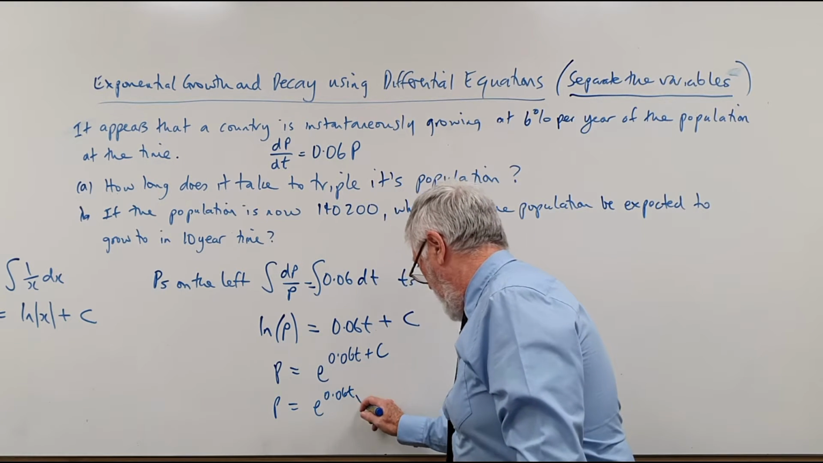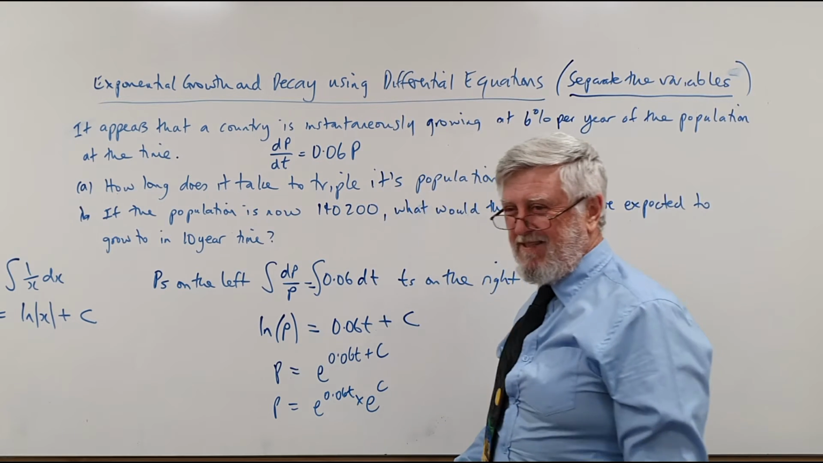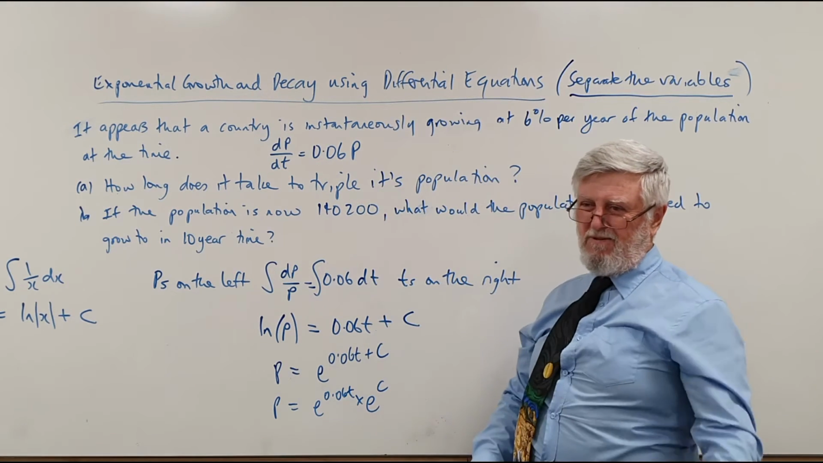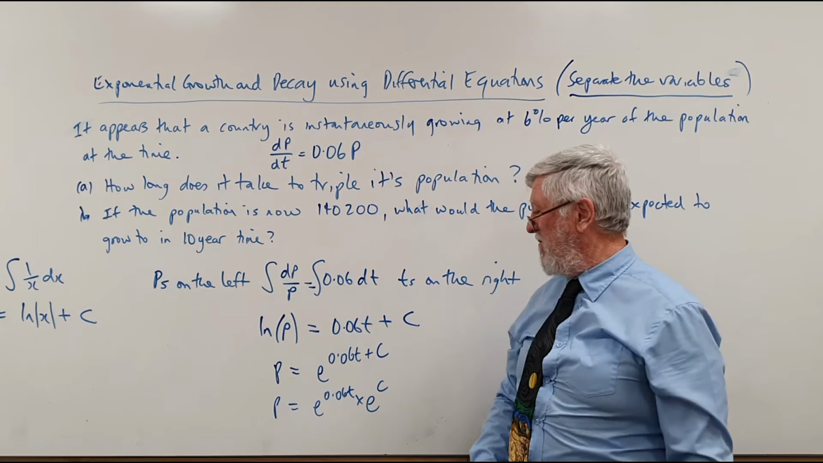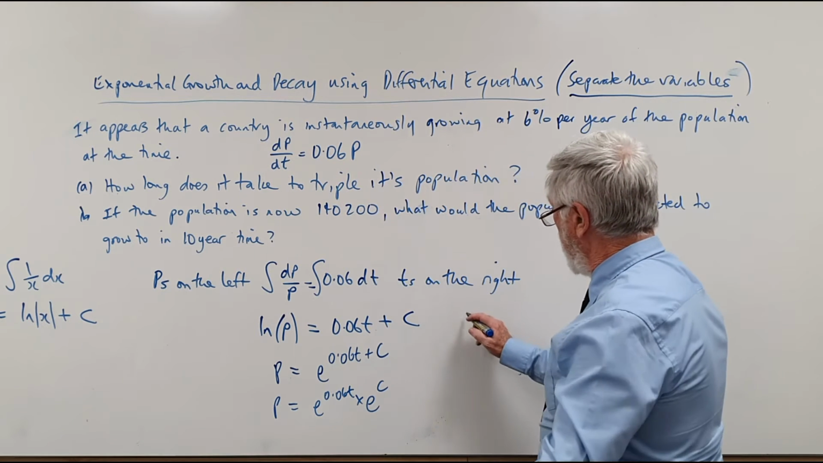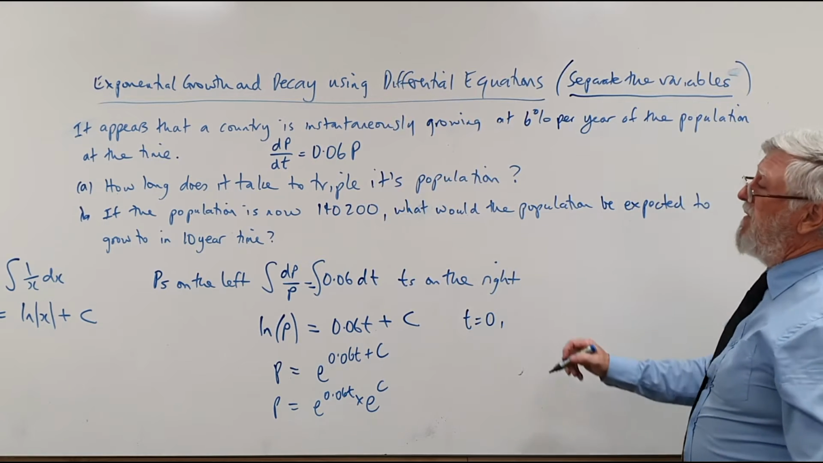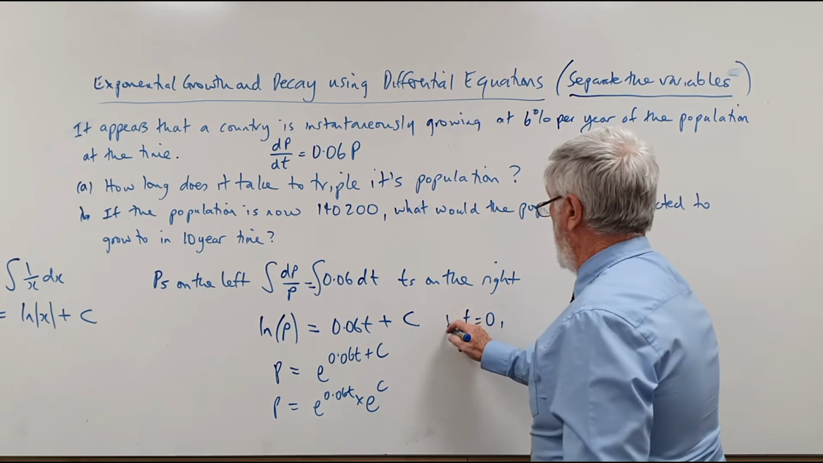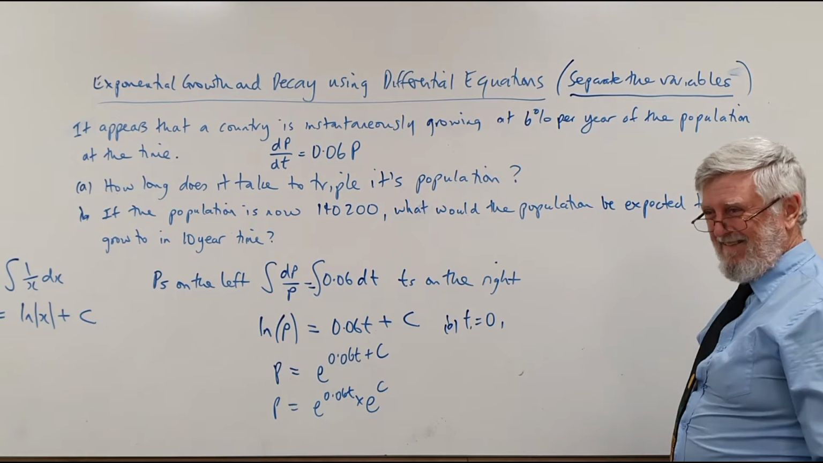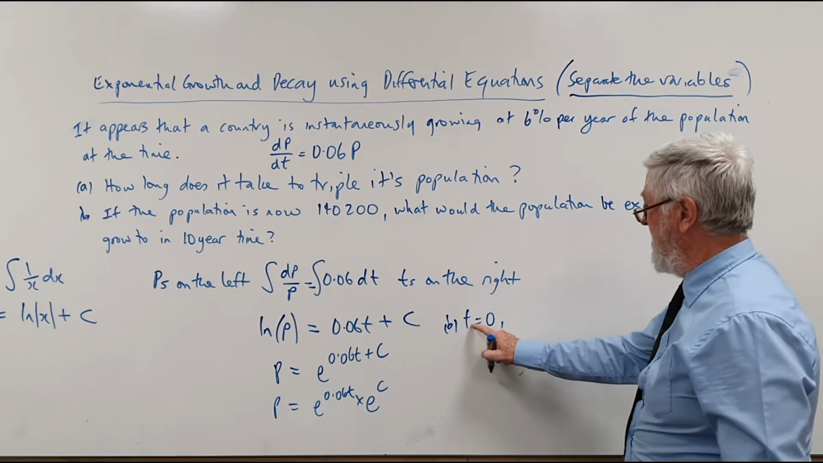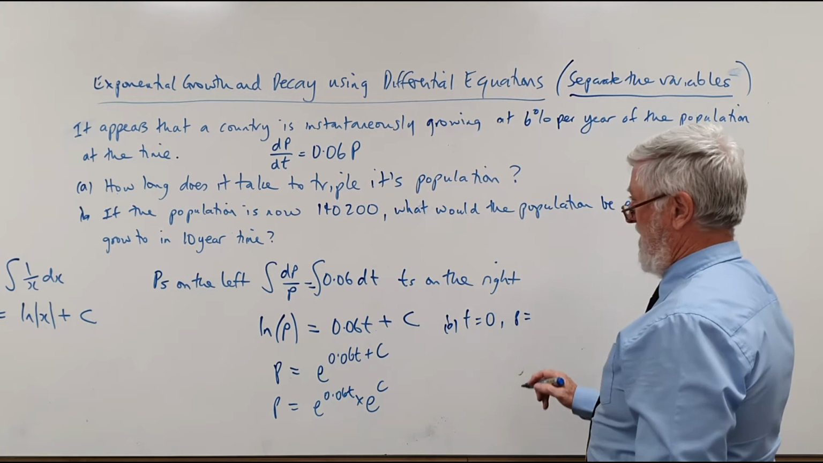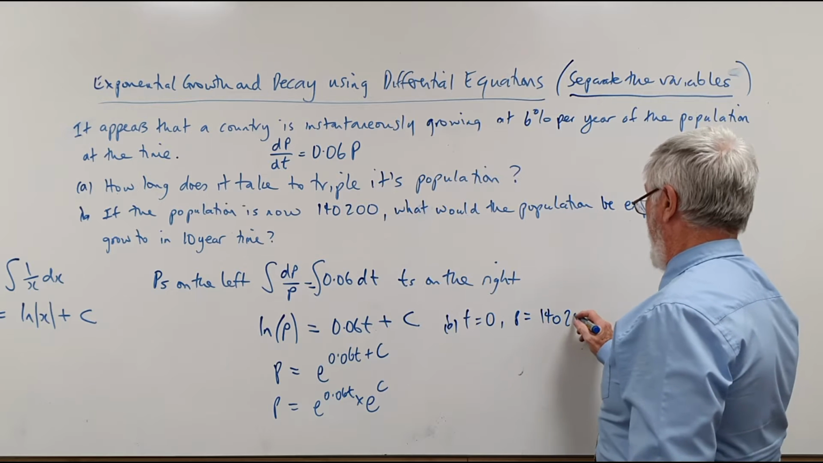So now you see what I wanted to say to you at times. Let's just separate the variables, do the integral and get it. I could have done it probably. And guess what they're going to say now? When t equals 0. I'm actually going to do part B first. When t equals 0, what's p equal? 140,200.